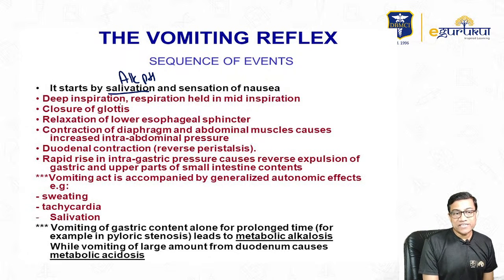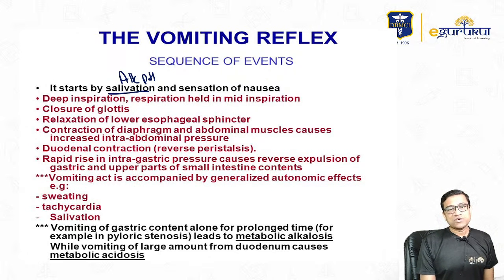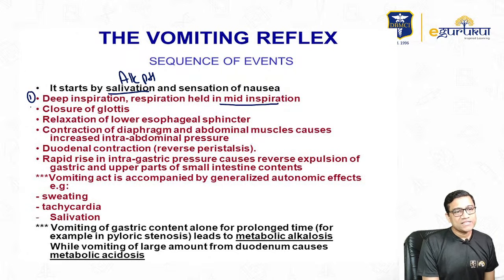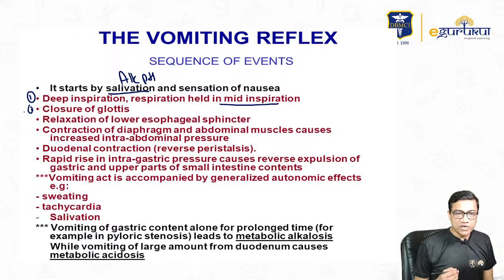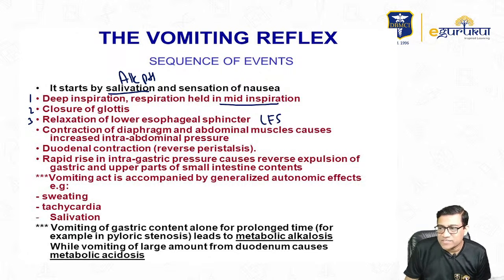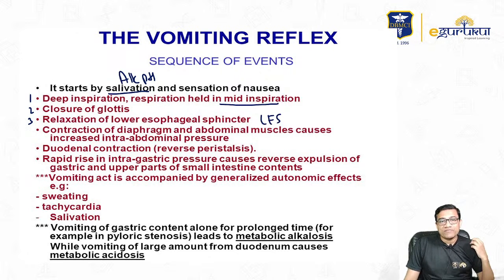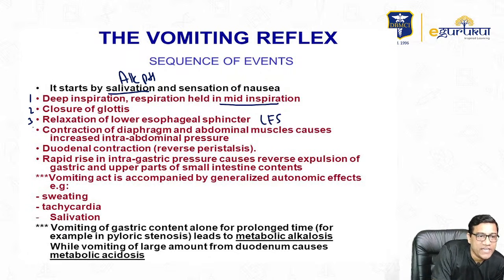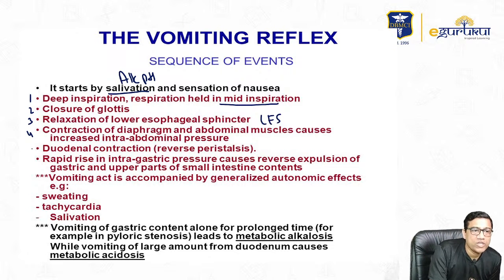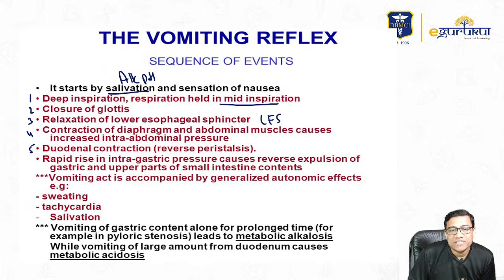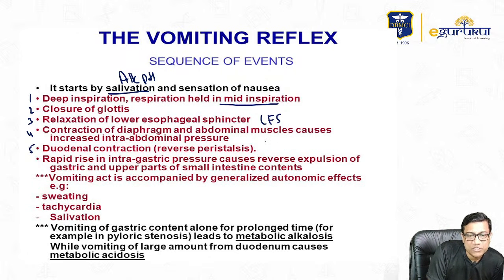Then there is inspiration, and this inspiration causes the respiration to be stopped in inspiration. So what is the first step? Deep inspiration. Then the glottis closes to build the pressure. So the glottis will close. Then the lower esophageal sphincter will relax. So LES will relax. Number 3. I'll just write 1, 2, 3. Once the LES relaxes, what happens? There's a contraction of the diaphragm and the abdominal muscles, which increases the intra-abdominal pressure. Okay. Now the duodenal contraction occurs and also stomach contraction. This is called reverse peristalsis. Why? They are going from stomach to esophagus, in the reverse direction, towards the esophagus.